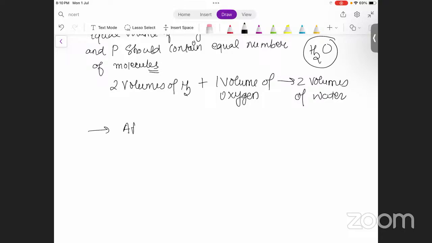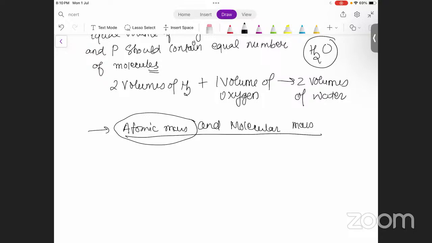We will learn about atomic mass and molecular mass. When we are learning about atomic mass, there we will come across the number of moles. We'll come across the moles. And then from there, we'll see what is atomic mass, what is moles, what is molar mass, what is molecular mass, and what is formula mass.